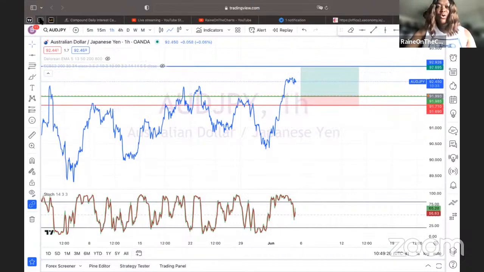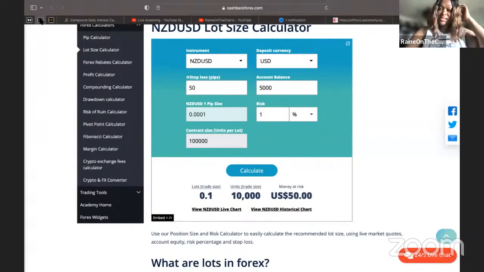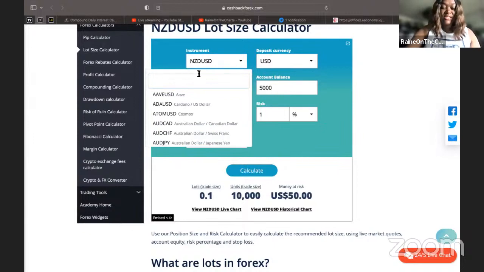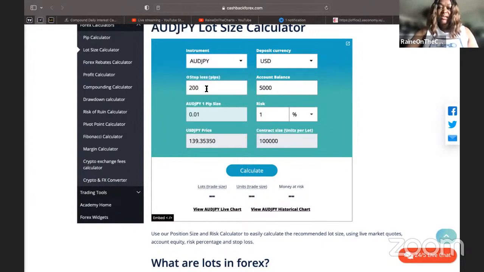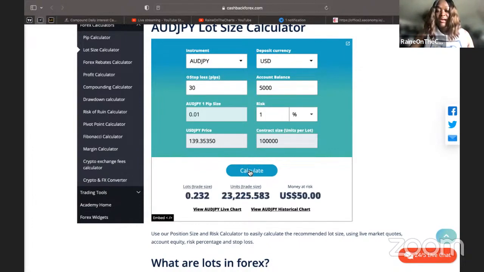So then I would go to the lot size calculator, sorry, and I would just find the asset. It was AUDJPY. Stop loss is 30 pips. I'm only risking 1%. So that means if it hits that stop loss, I will only lose $50. And my lot size is 0.23. That will be my lot size.